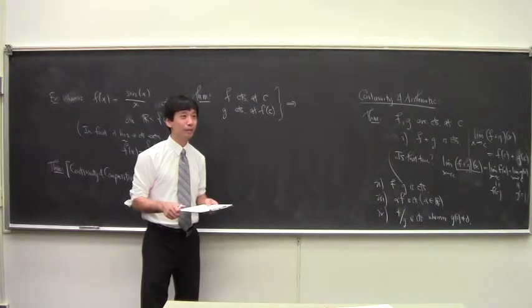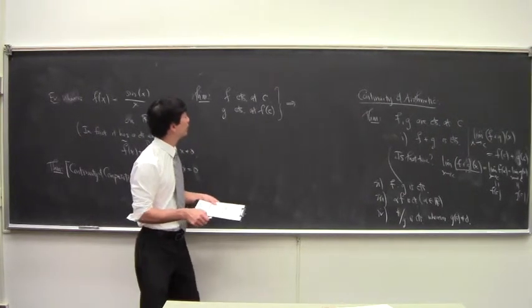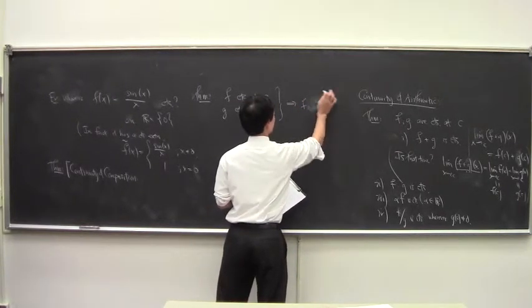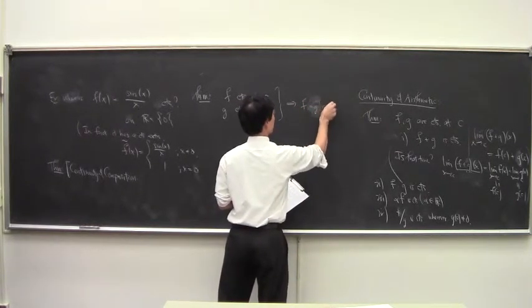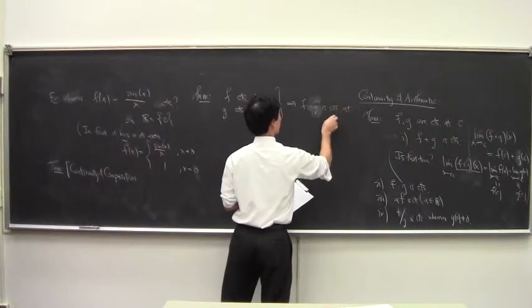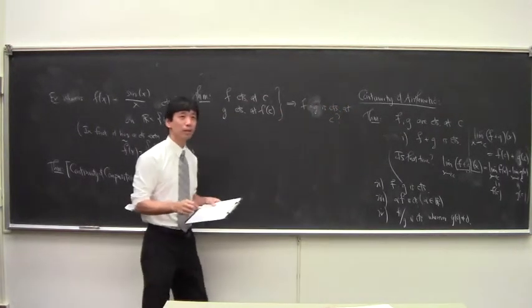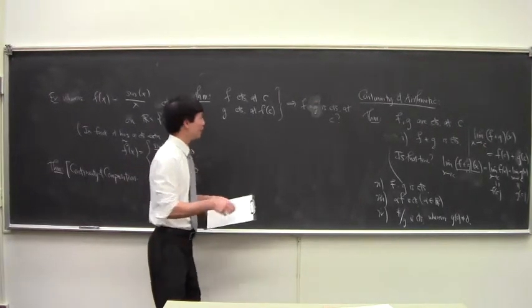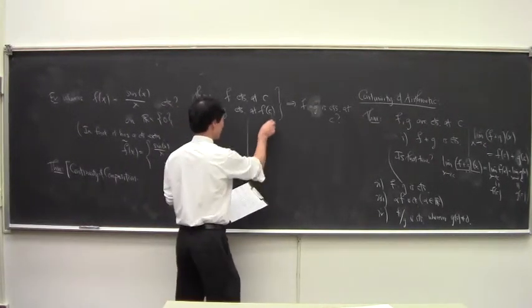Taylor? f of g of x is continuous. Let's see, f of g is continuous. Let's see. Yes. Almost. Yeah, you basically got it.